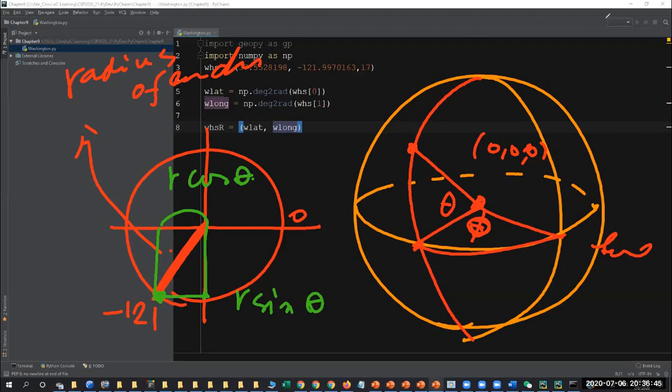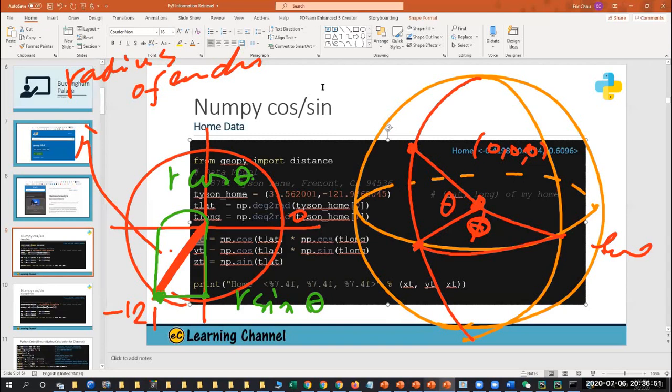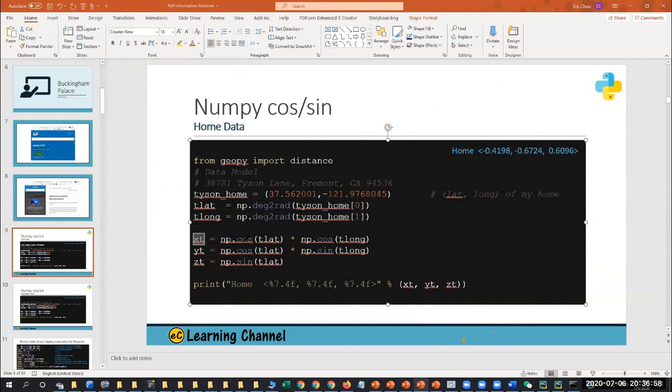So let's go back and bring my slides back. Let me clean it. So basically, my x is cosine theta times sine theta, latitude. Okay, good. Let's try to use this equation here.